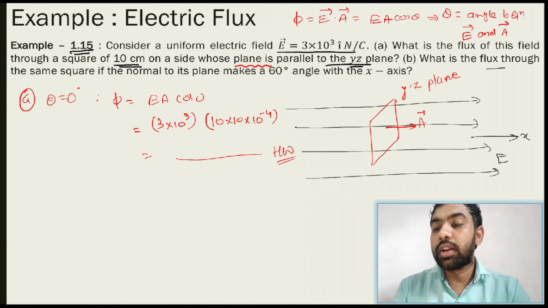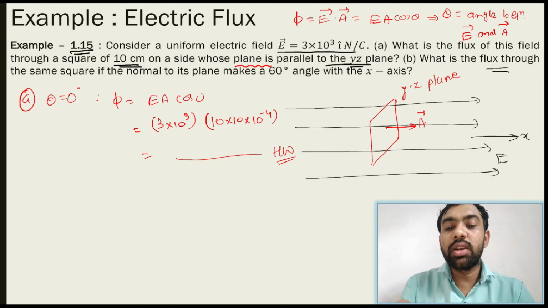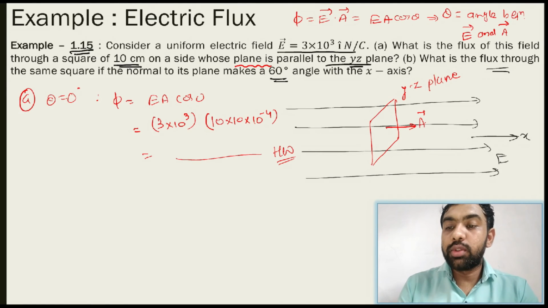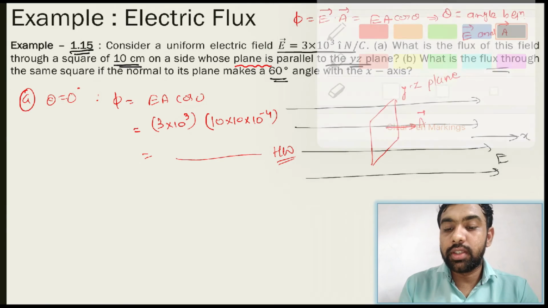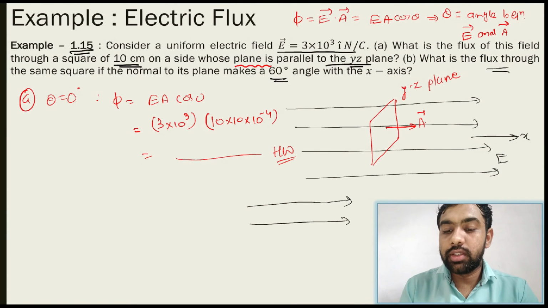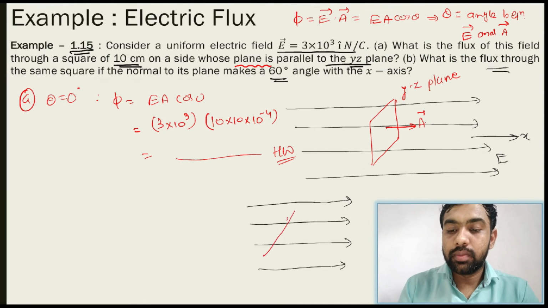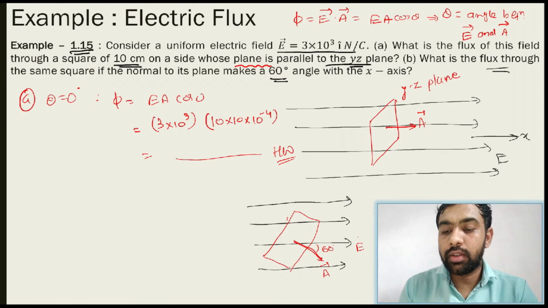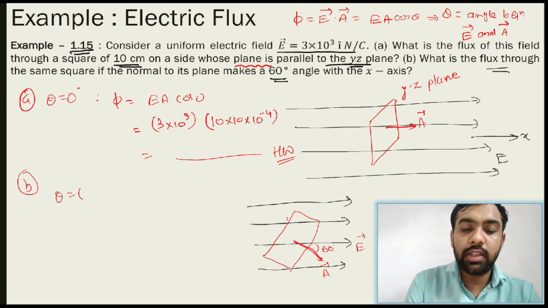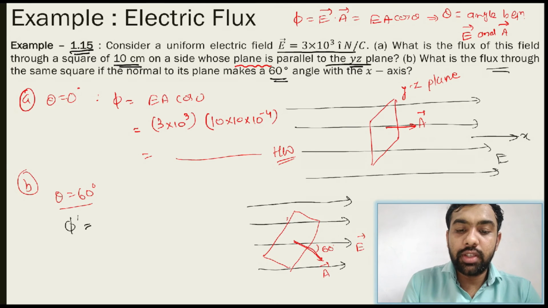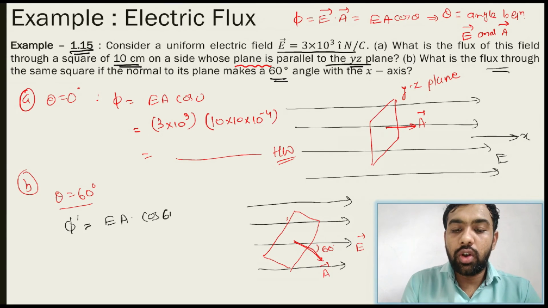What is the flux through the same square if the normal to its plane makes a 60 degree angle with the x-axis? Now this plane is rotating like this. You consider this is the x-axis and the electric field is this one, case B. Right now this plane makes an angle of 60 degrees with the x-axis. So the area vector is this one, the electric field is this one. So for case B, theta is equal to 60 degrees. So what is the flux? Use this: flux Φ dash is equal to E into A into cos 60.